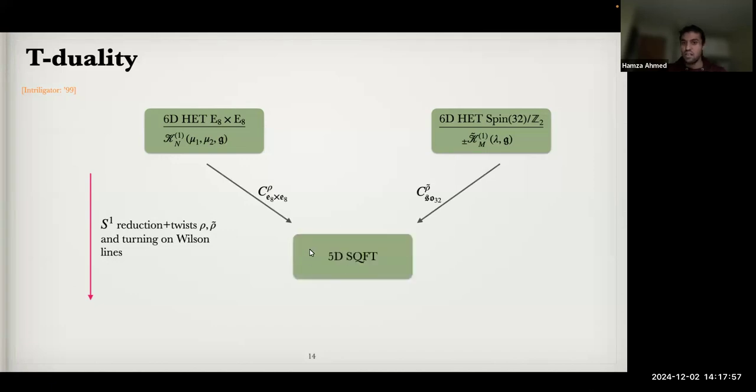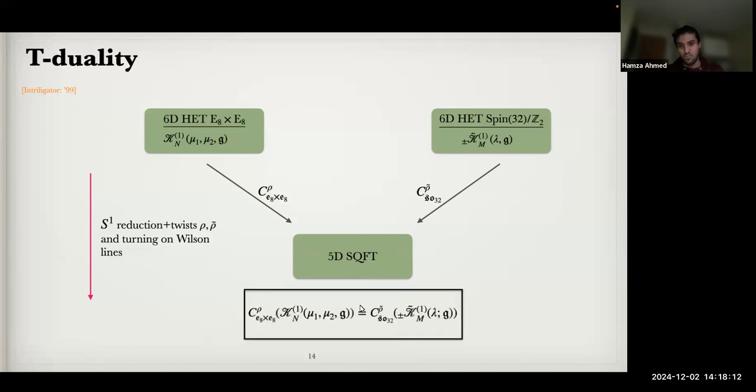And so the statement of T-duality is basically that if you do this, and if these theories are T-dual, you must get the same 5D supersymmetric quantum field theory. I'll explain what I mean by same on the next slide. But yeah, this is the statement, and more formally, it's basically the equivalence of these maps, these maps that take a 6D theory to a 5D theory.